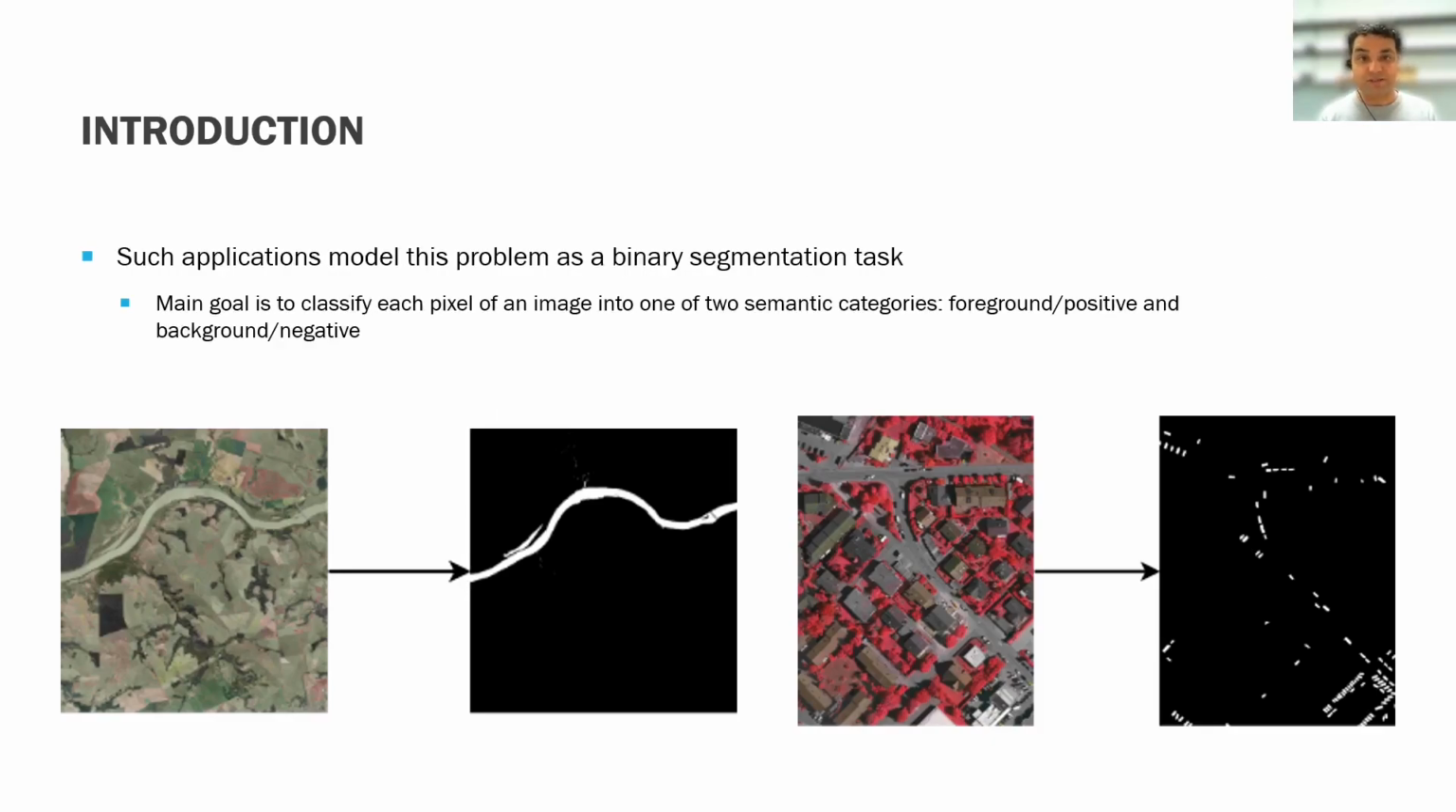Such a problem is usually modeled as a binary segmentation task, in which the main goal is to classify each pixel into two classes. The foreground or positive class, which is actually our class of interest, and the background or negative class, which is everything else. So for example, here on the right, the foreground class is the car class, our class of interest, and the background class is everything else that we have in this image. So the background class here is actually composed of houses, buildings, trees, forests, and everything else.